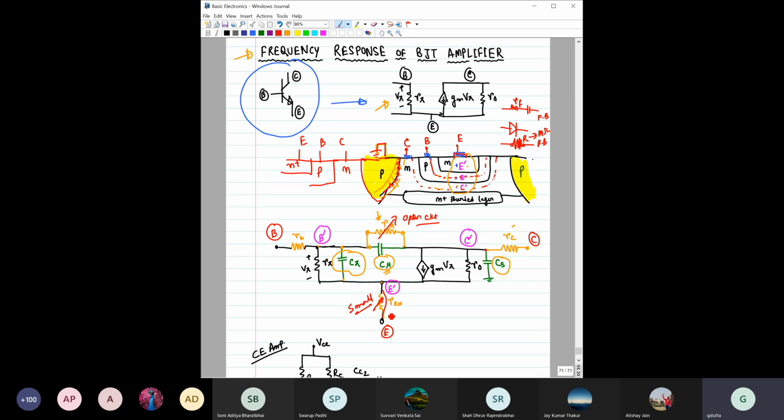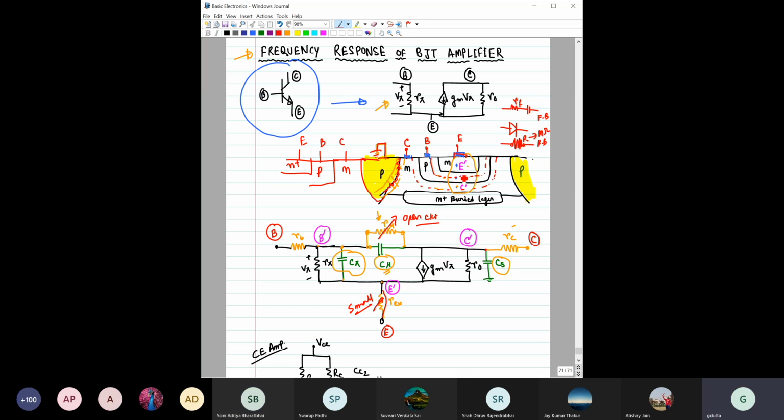Otherwise, you can also make this two shorted. This resistance value is expected to be quite low for a good design. So same for B dash and B. Same, no, for B dash it is not.